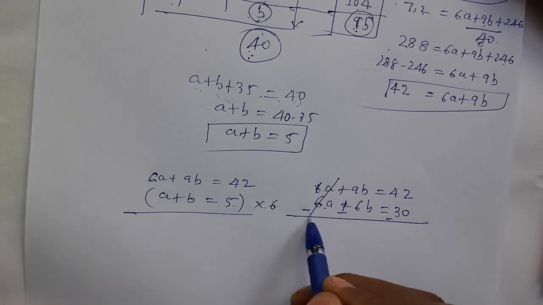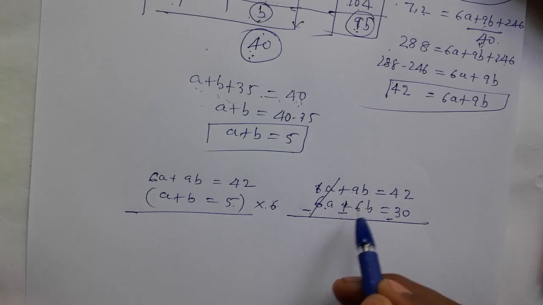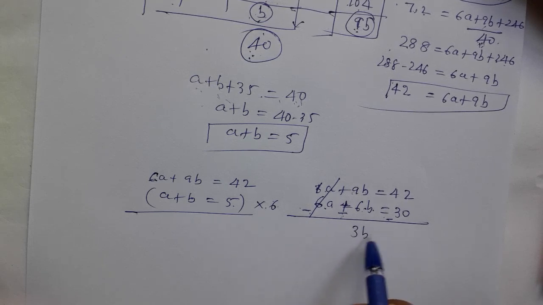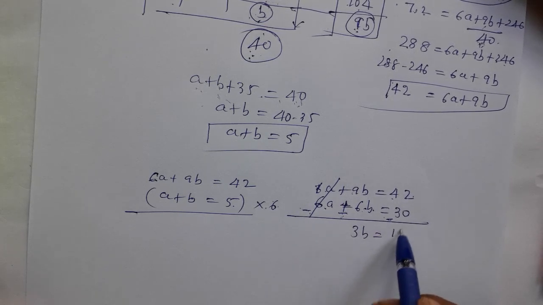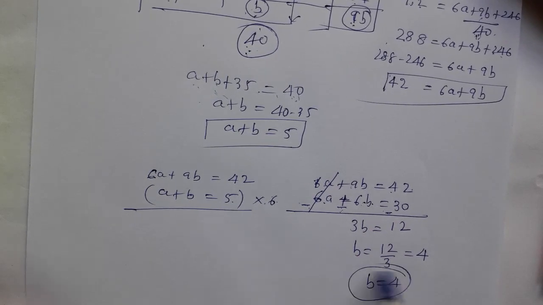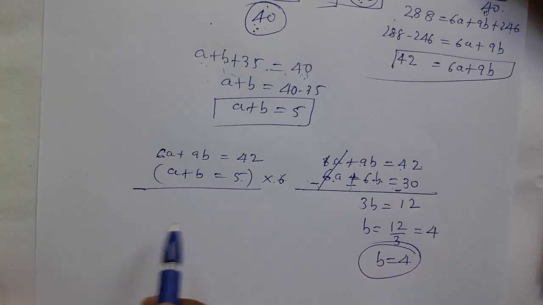6a minus 6a cancelled. 9b minus 6b: once this sign is converted to minus, we have to subtract. Plus 9b minus 6b is 3b. 42 minus 30 is 12. Then b equals 12 by 3, which is 4. Now the b value becomes 4. So we got the b value and we go for the a value.